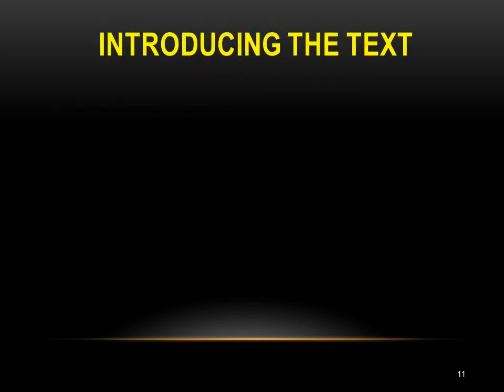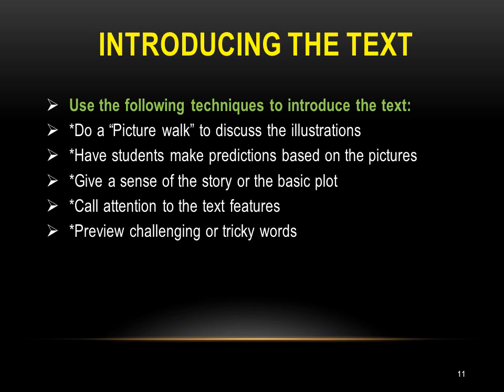Introducing the text. This is a 3-part lesson plan: before, during, and after. For the introduction, include a brief picture walk using the same language pattern and exact words from the text to get students familiar with the text. So we could discuss the illustrations, have students make predictions based on the pictures, give a sense of the story or the basic plot, pay attention to the text features, and review challenging or tricky words.